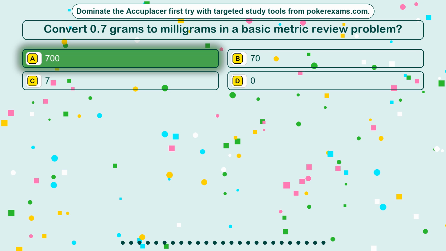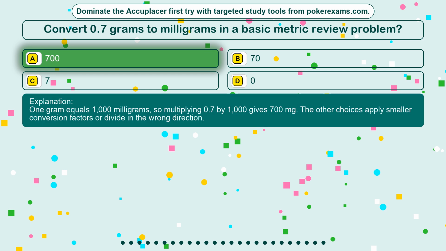The correct answer is option A, 700. 1 gram equals 1000 milligrams, so multiplying 0.7 by 1000 gives 700 milligrams. The other choices apply smaller conversion factors or divide in the wrong direction.